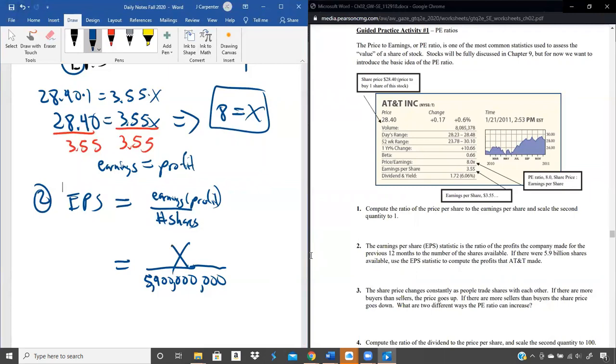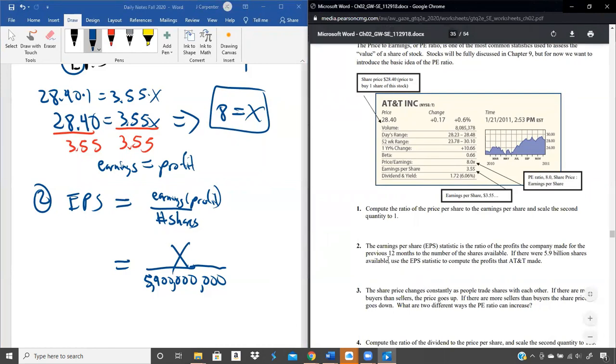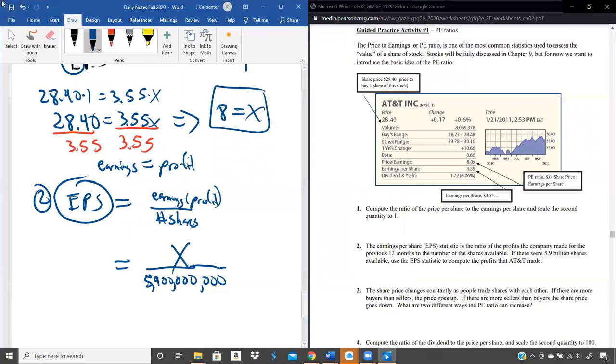And you go, well, hold on. How do I do this division if there's an X here? Well, they said to use the EPS statistic. They gave us the EPS. The EPS was 3.55. So this number right here is 3.55.